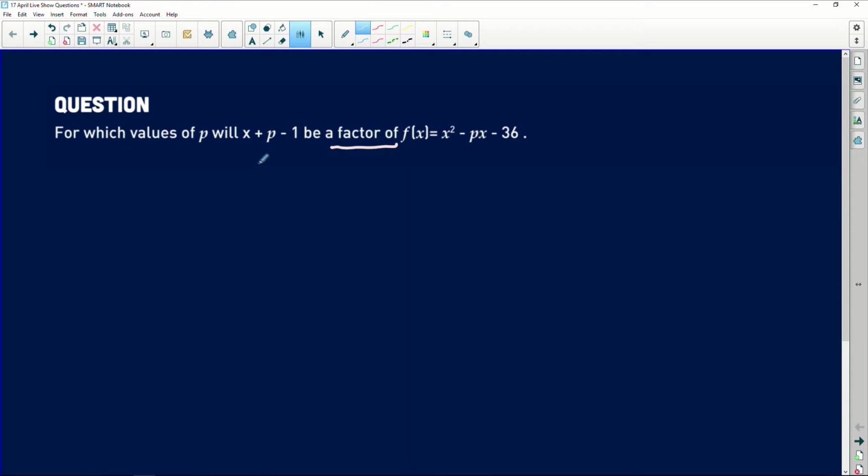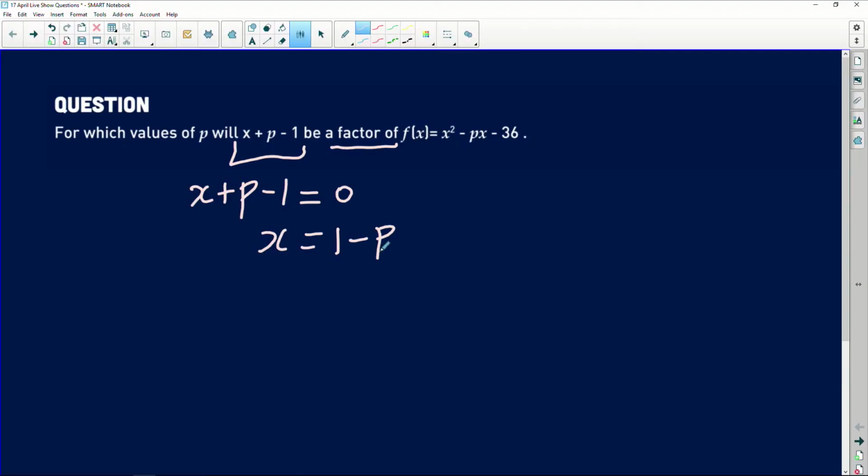So I'm going to take what is given to us here, this x plus p minus 1, and I will equate it to 0. If I equate this to 0 and make x the subject, it will say x equals 1 minus p. So this x value, I'm going to sub it into the function. When you take the x value that you just found and substitute it into the function, for this to be a factor, the answer must be a 0.